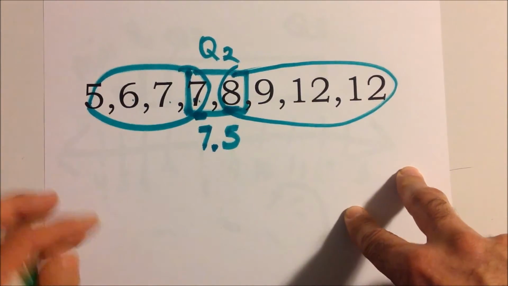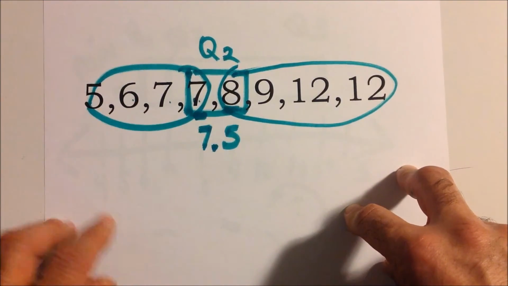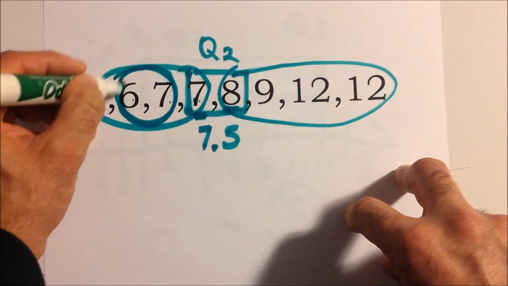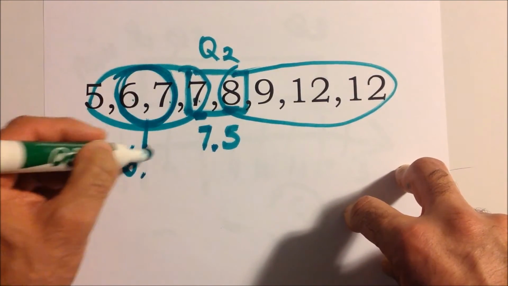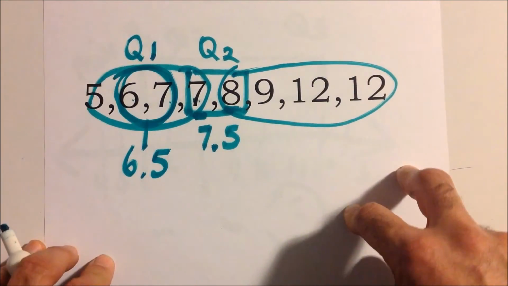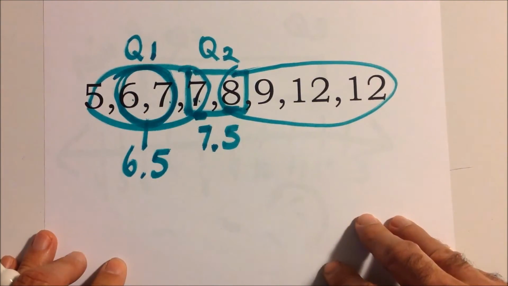So what is the median of the numbers to the left of 7.5? We have 4 numbers. There's 2 in the middle. That'll be 6.5. So 6.5 will be Q1. Remember, 6 plus 7 divided by 2 is 6.5.